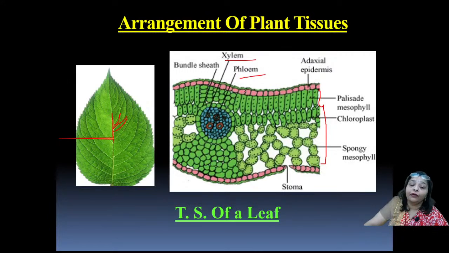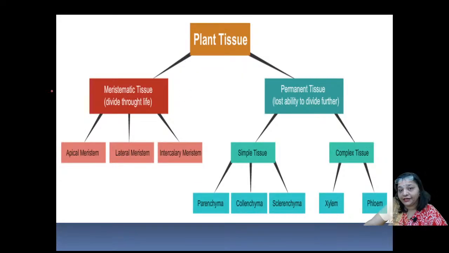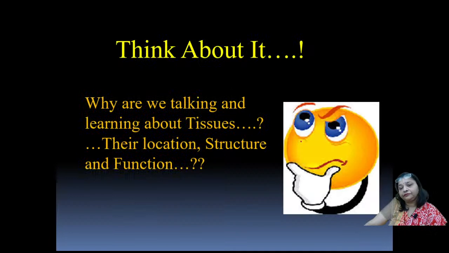Okay, now of course both these vascular tissues as well as the ground tissue are covered by the epidermis, upper epidermis and the lower epidermis. Understood? So this is how the plant tissues are arranged in leaves. So this is a schematic diagram showing different types of plant tissues which we just briefed now.